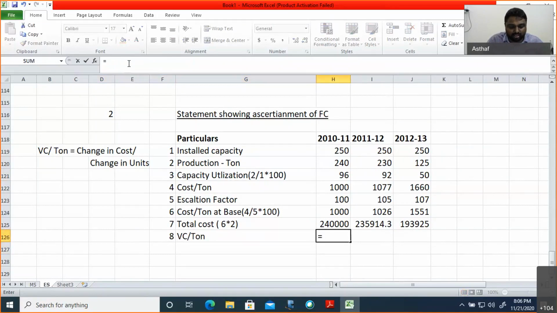So change in cost is 240 minus 235. For the benefit of everyone, I am repeating very slowly here because you will have doubt working under this. So this is a 2-level difference. What is the 2-level difference? 240 minus 235, divided by this 2-level difference. What is this 2-level difference? 240 minus 230. So 240 minus 235 divided by 240 minus 230.